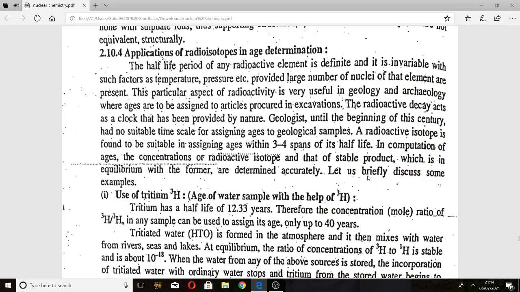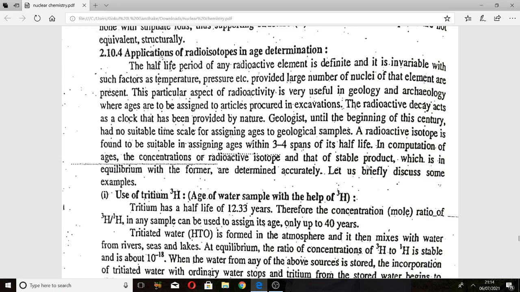In the last video, we saw the applications of radioisotopes, including the basic assumptions and the use of tracers in structure determination. In this video, we are going to see the applications of radioisotopes in age determination.